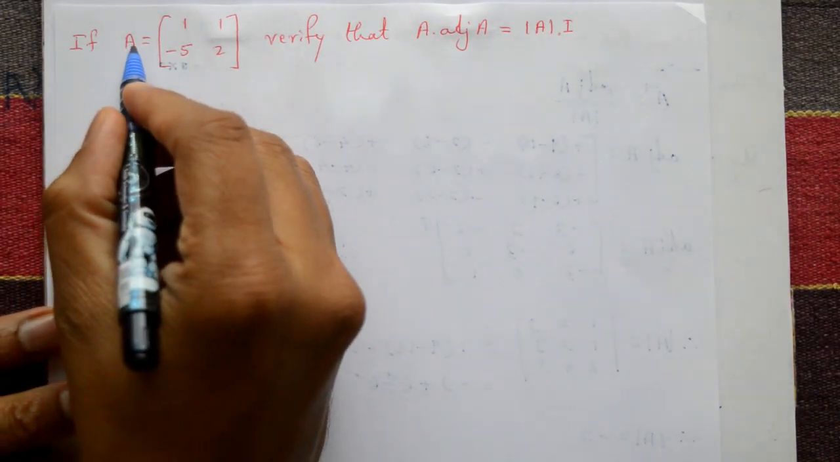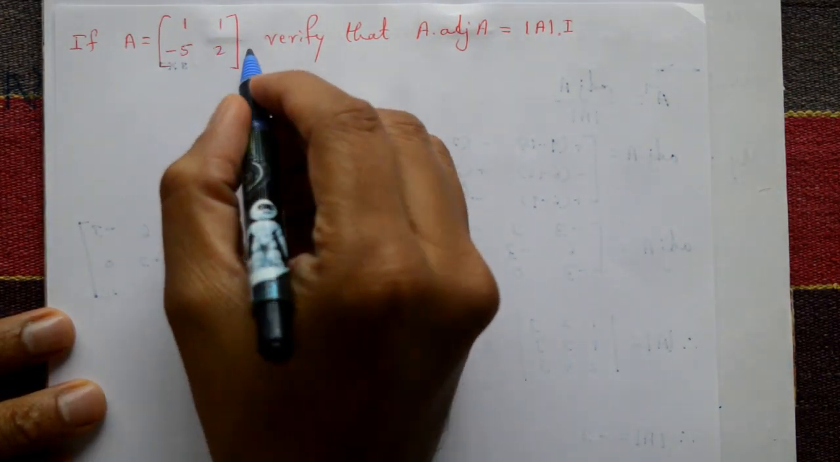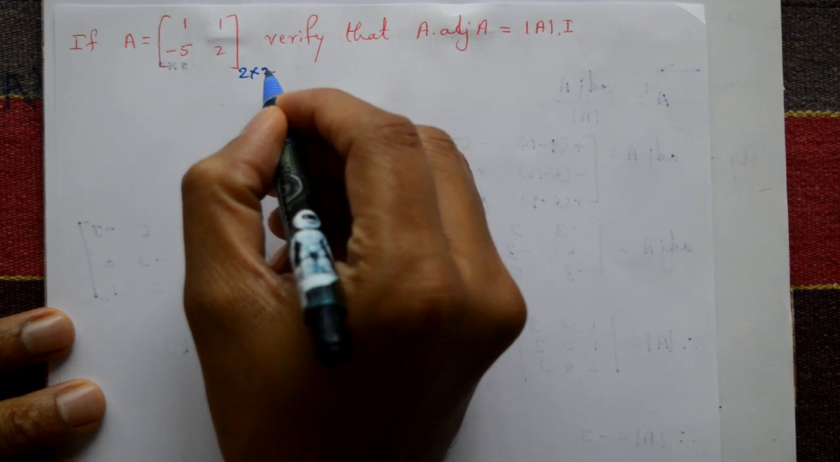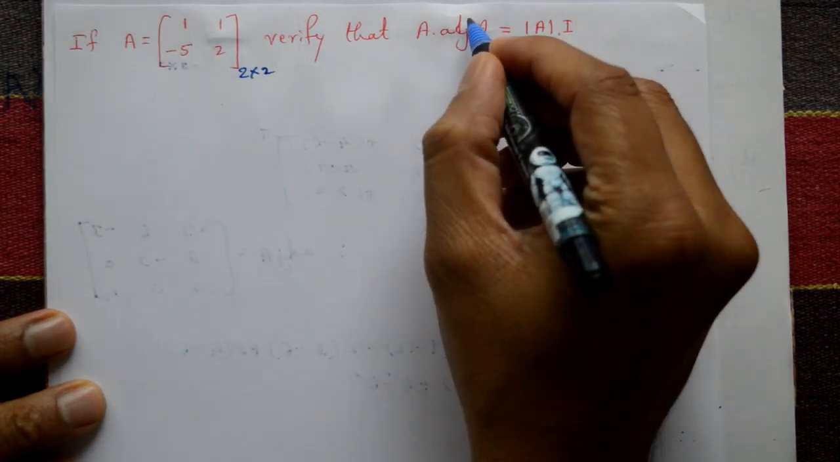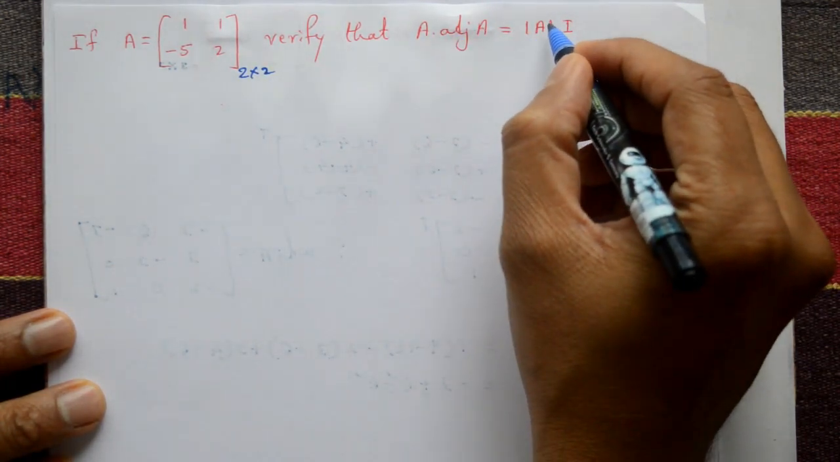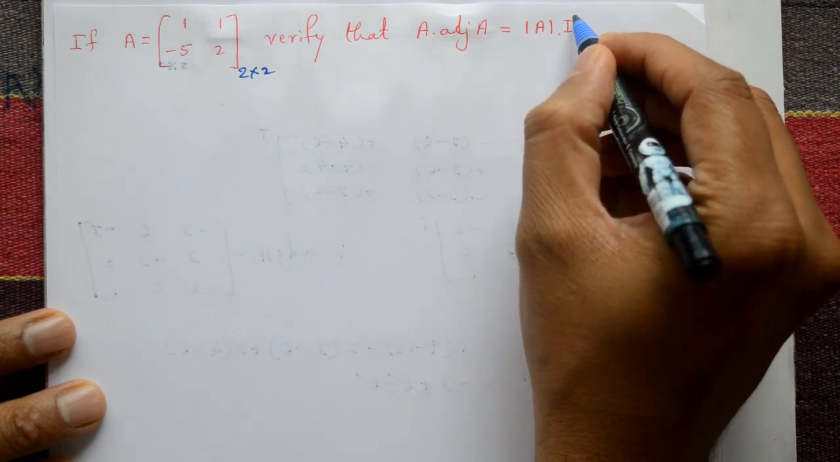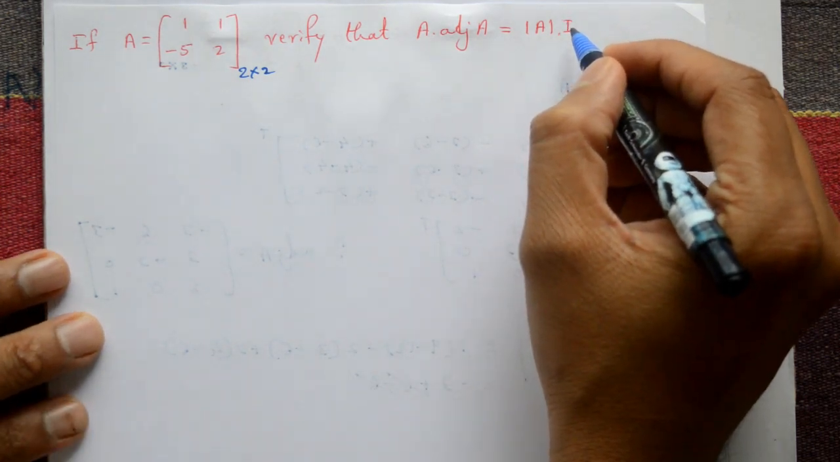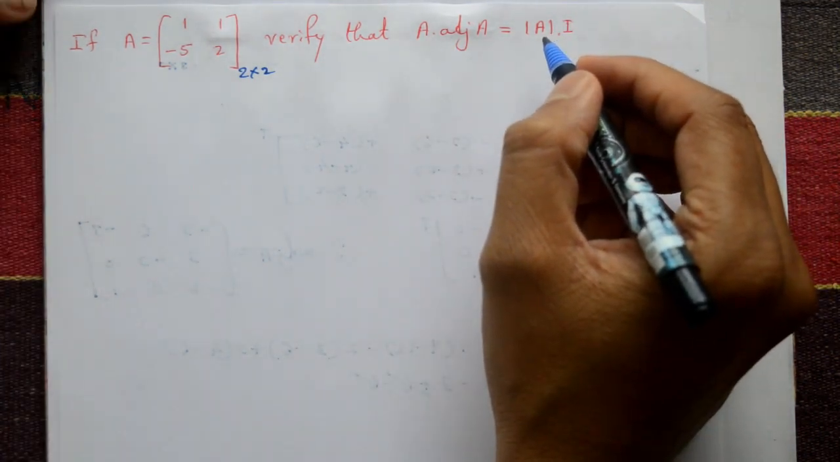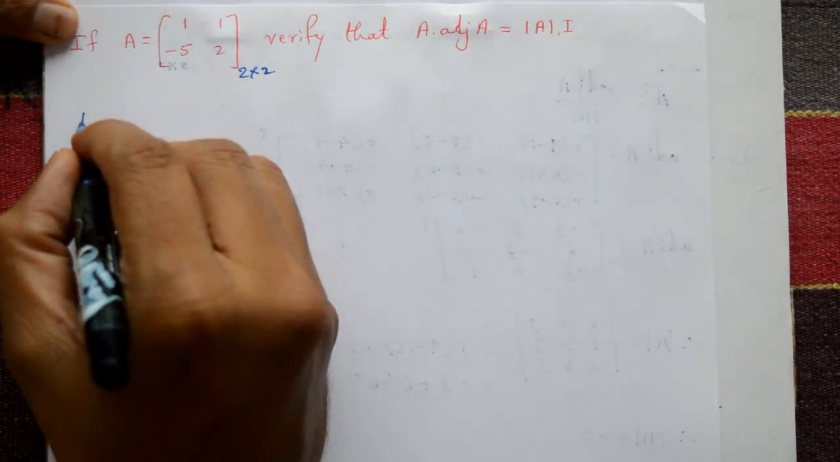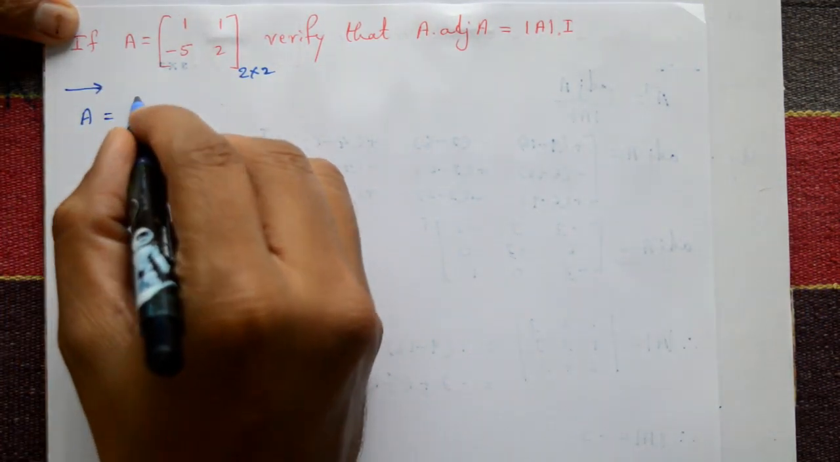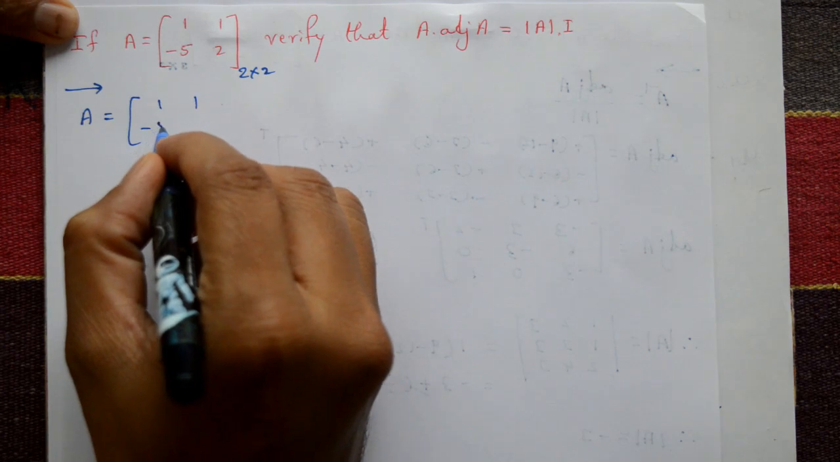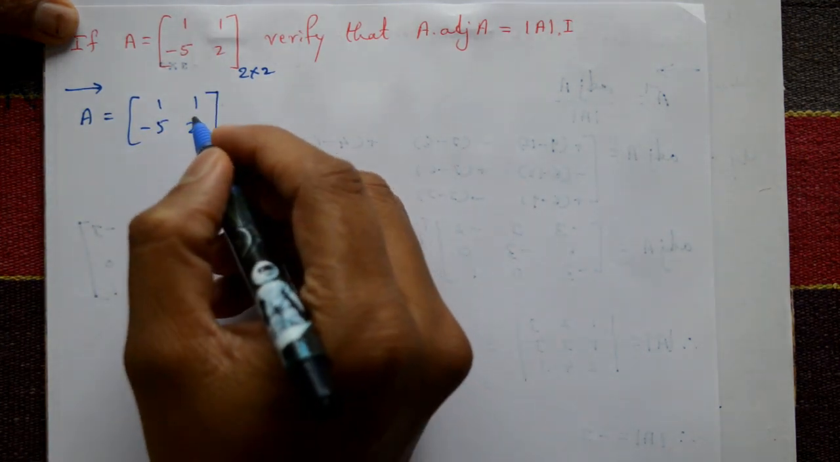If matrix A is equal to [[1, -5], [1, 2]], with order 2 cross 2, verify that A into adjoint of A is equal to determinant of A into I, where I means the unit matrix. Okay, verify this one. Now, the given matrix is [[1, -5], [1, 2]].